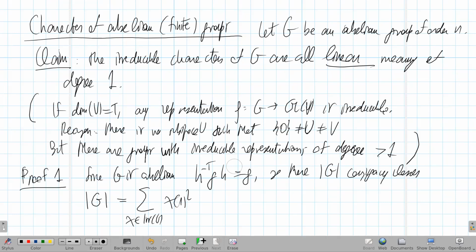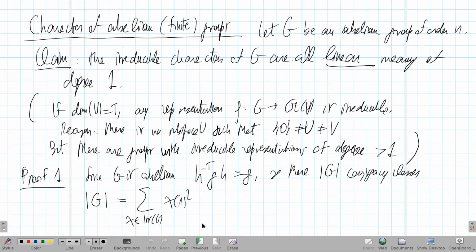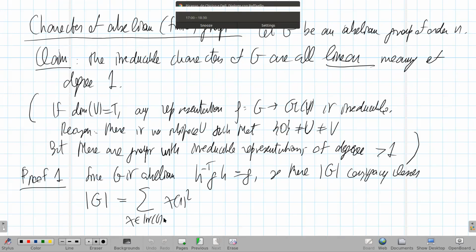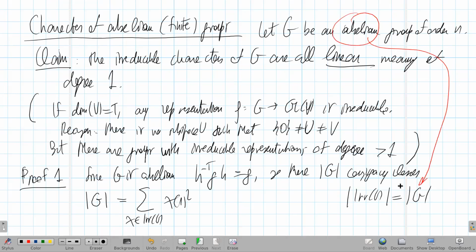But we saw that these dimensions are just the value of the irreducible characters at 1. So by writing this, I'm writing the sum of the squares of the dimensions of the irreducible representations. Remember that here, in this particular case, the number of irreducible characters equals the number of conjugacy classes. It's the order of G, because this is abelian. It's not in general. In general, the number of irreducible characters equals the number of conjugacy classes.